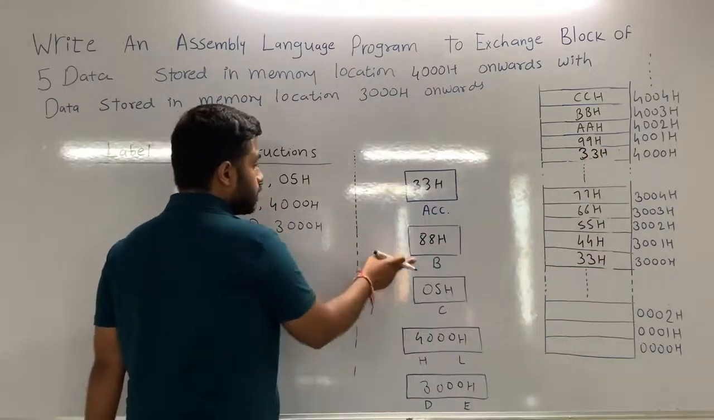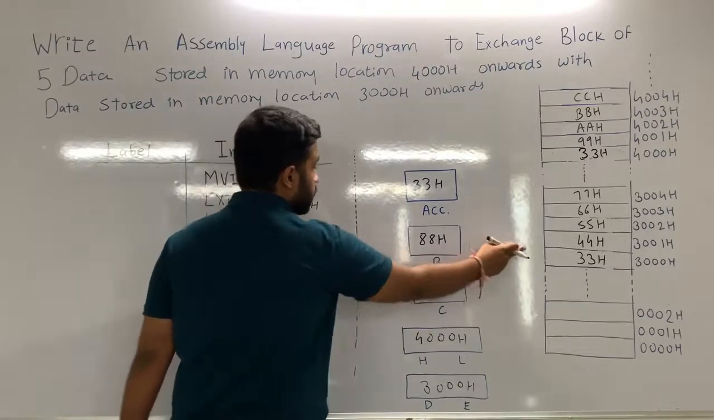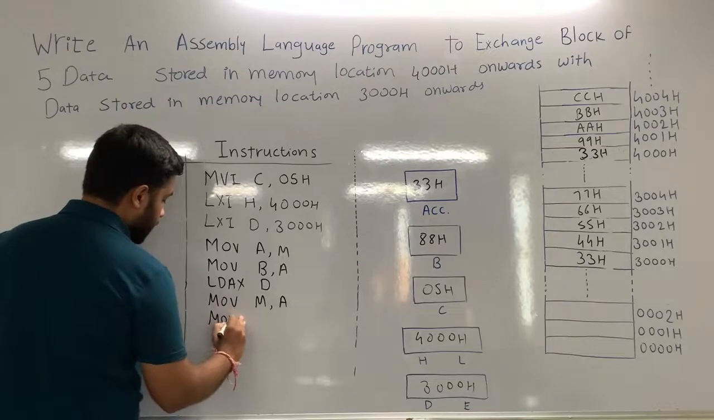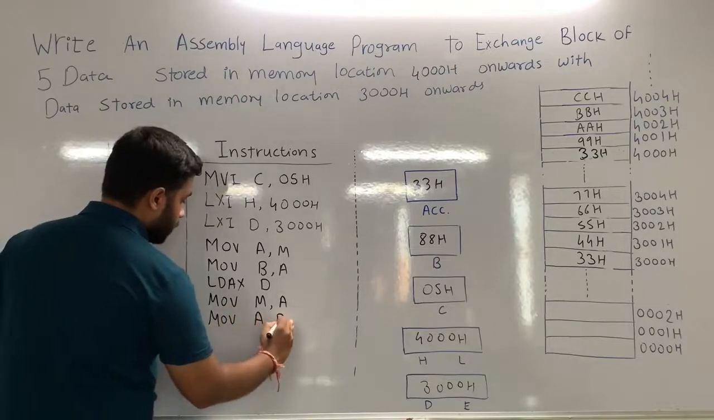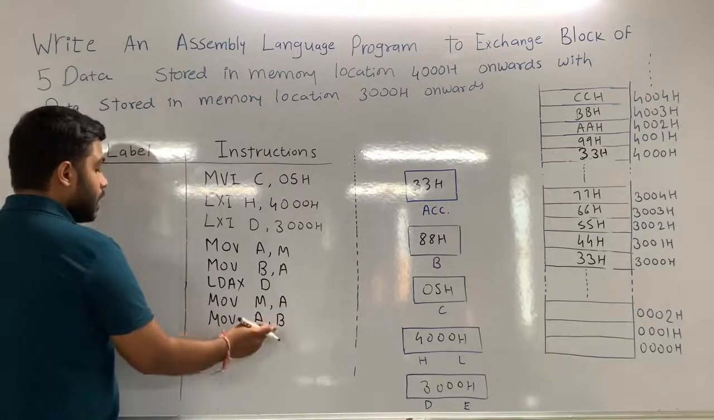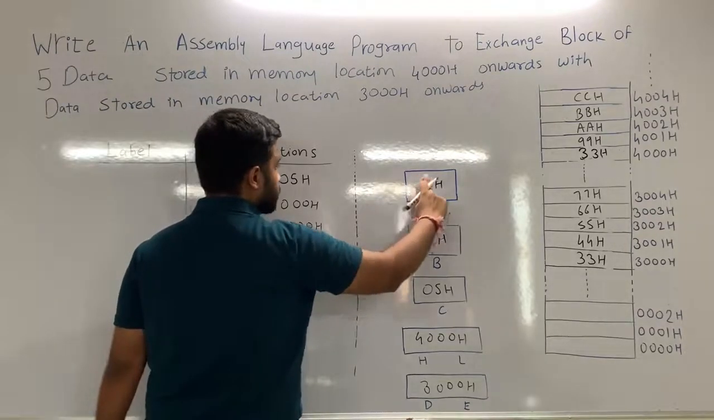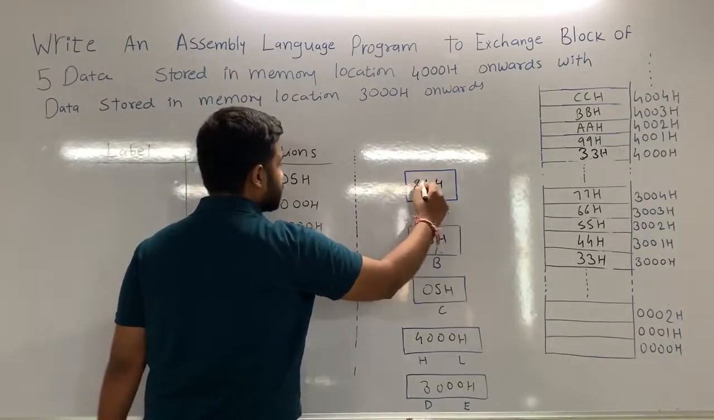Now we have to move the data which is stored in the register B to 3000H. So let's move the data to the accumulator: MOV A, B. It means the data which is stored in register B will be transferred to the accumulator. So we will get 88H here.